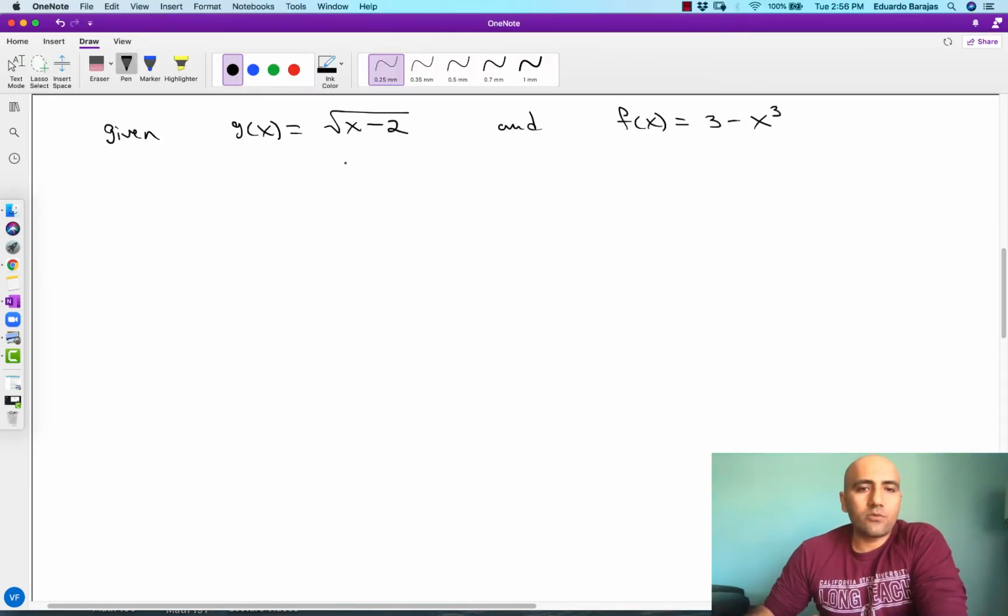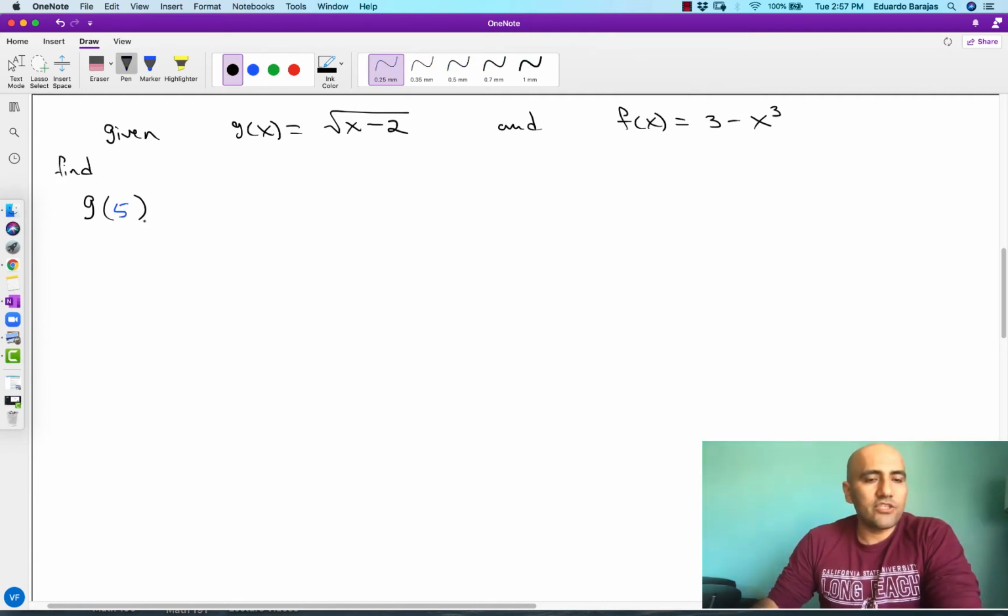Say g of x is equal to the square root of x minus 2, and f of x is equal to 3 minus x cubed. When we first learned how to work with functions, we had questions that would just simply ask us to evaluate it. So for example, we might have a question that looks like this. Find g of 5.